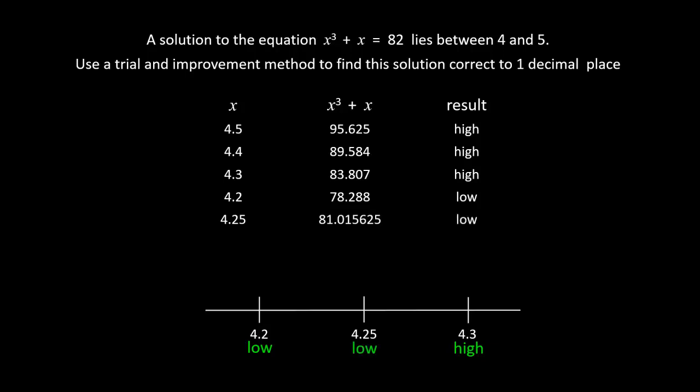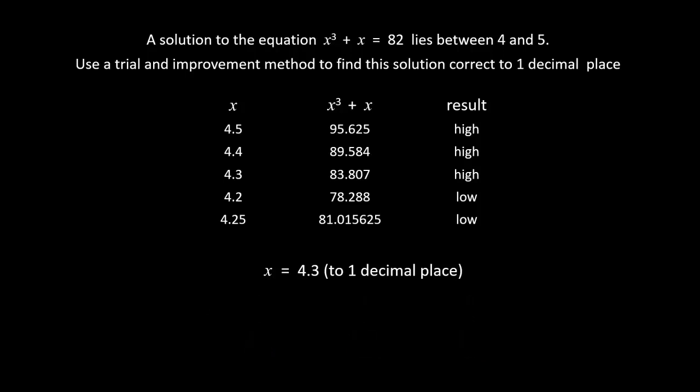So remember what I said? If the number in the middle is too low, we go up. If it's too high, we go down. So the number in the middle this time is too low, so we go up to that one, 4.3 to 1 decimal place. And there's our answer. And then what would you write? That's what you would write in the exam. You'd fill the table in and get your final answer.